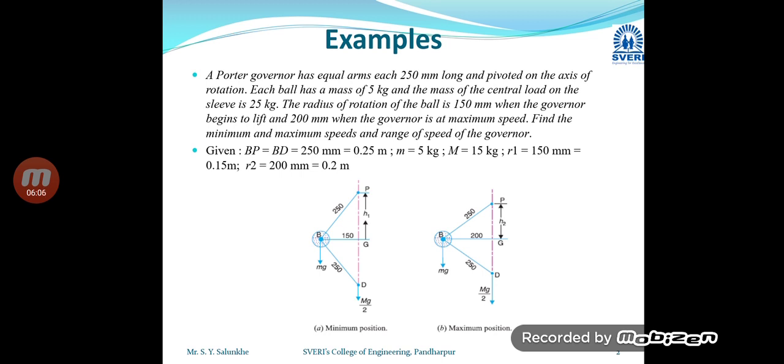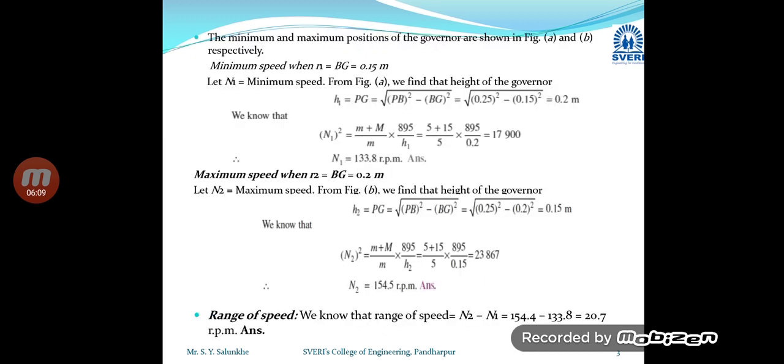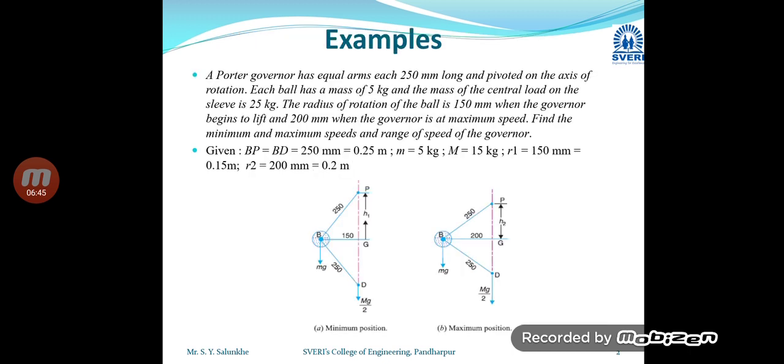Now from this diagram we can go further and write the formulas which we have already derived. First of all, we will calculate the minimum speed, and when we are going to calculate minimum speed, we are going to consider r1 as the radius and h1 as the height of the governor. Now from the previous diagram we can write the equation that h1 is equal to the PG distance. You can refer to the previous diagram, where we have drawn it.